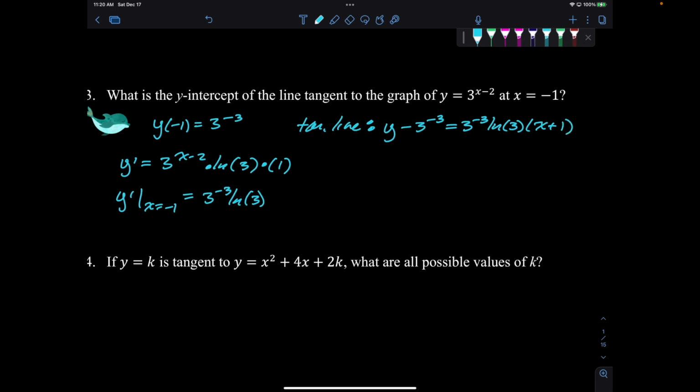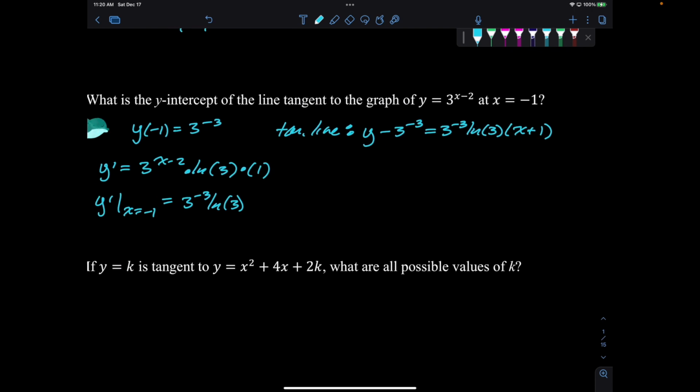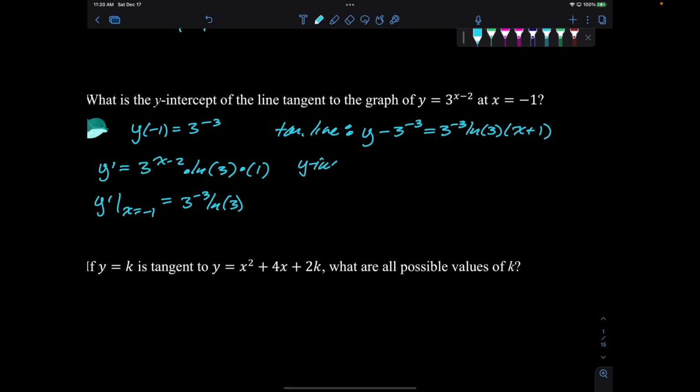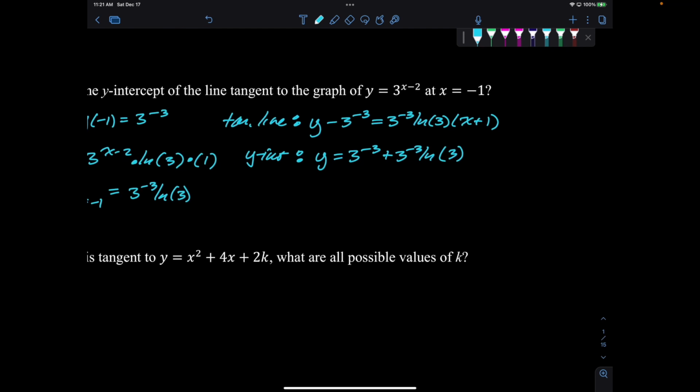Okay, and then I need to find the y-intercept of that. So y-intercept is when x equals 0. So y is going to be 3 to the negative third plus 3 to the negative third natural log of 3, and then x is 0, so we just get that. I guess we could just leave that.